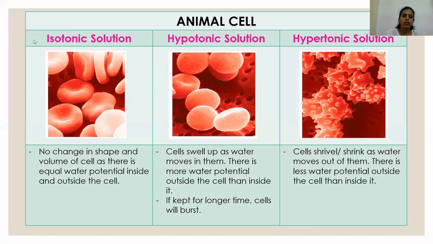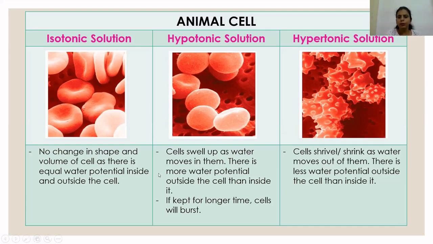So if we look here at the isotonic solution, red blood cells are present here. And you know that in the case of an isotonic solution, the net movement of water molecules is zero. So what will happen to the red blood cell? There will be no change in shape and volume of the cell. So when a red blood cell or an animal cell is placed in an isotonic solution, there is no change in shape or volume of the cell, as equal solute concentration is present both outside and inside the cell. Or you can say there is equal water potential outside and inside the cell.